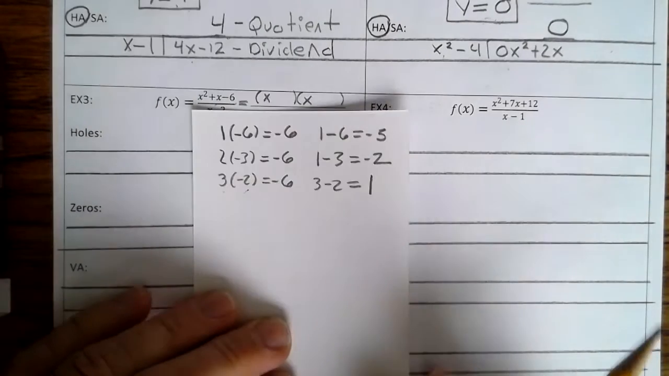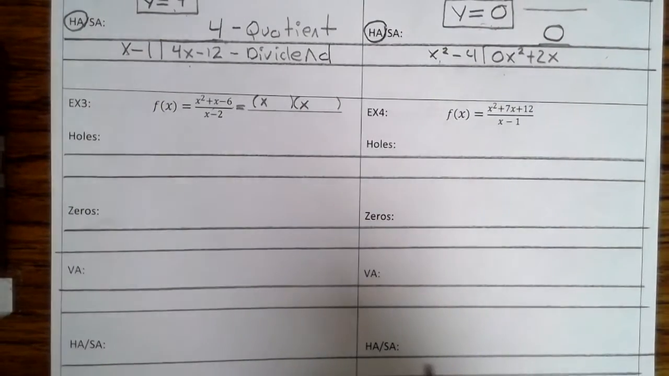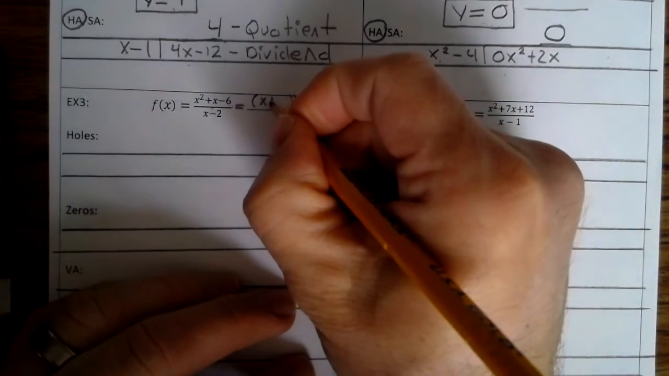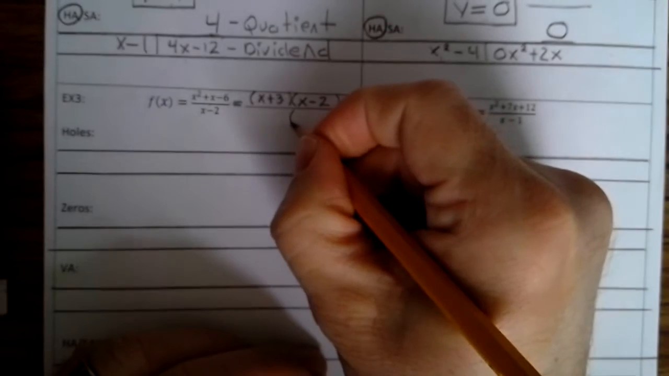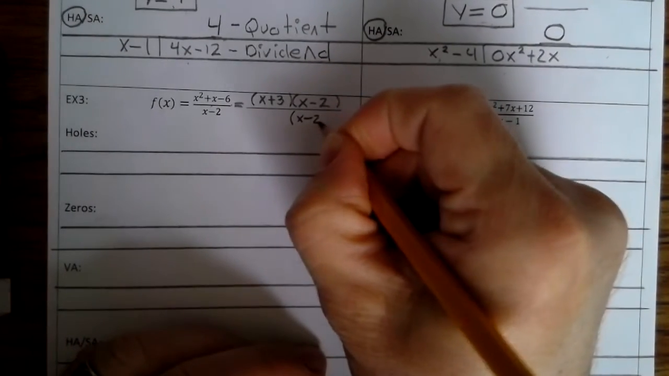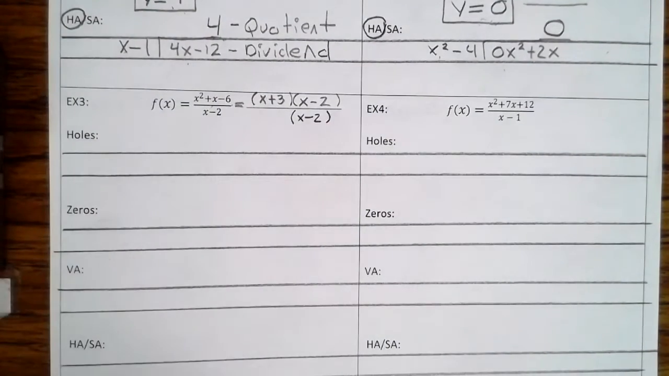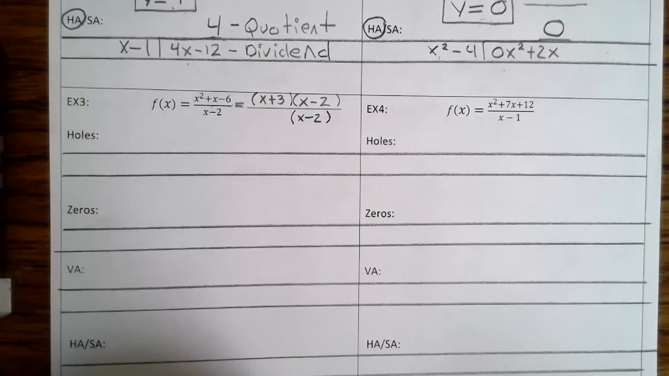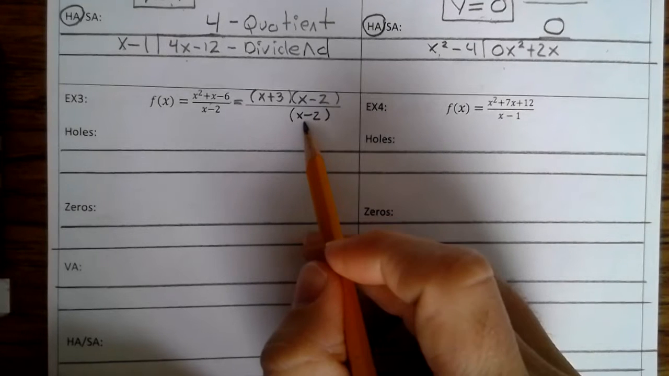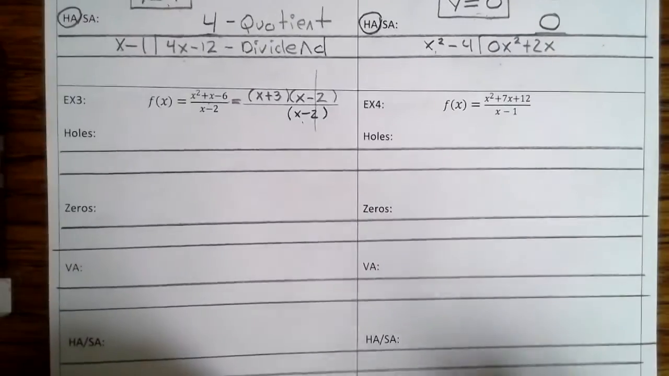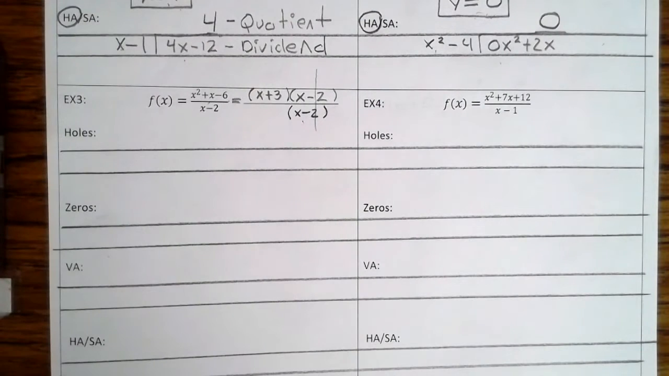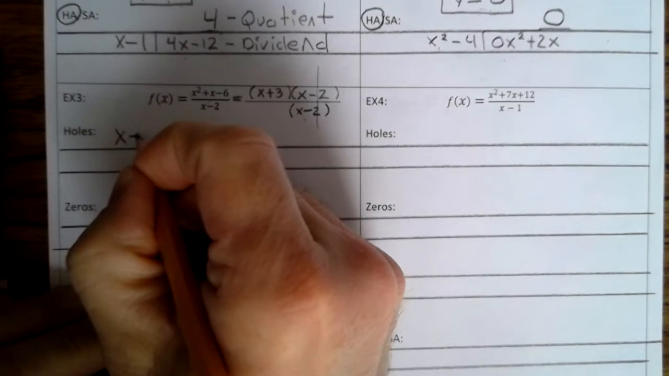So x plus 3 times x minus 2. Now notice that I'm going to put the x minus 2 underneath the x minus 2. Now, anything divided by itself is 1. So x minus 2 divided by x minus 2 is equal to 1. Thus, we now have a hole. So we set x minus 2 equal to 0 and solve. So x equals 2.